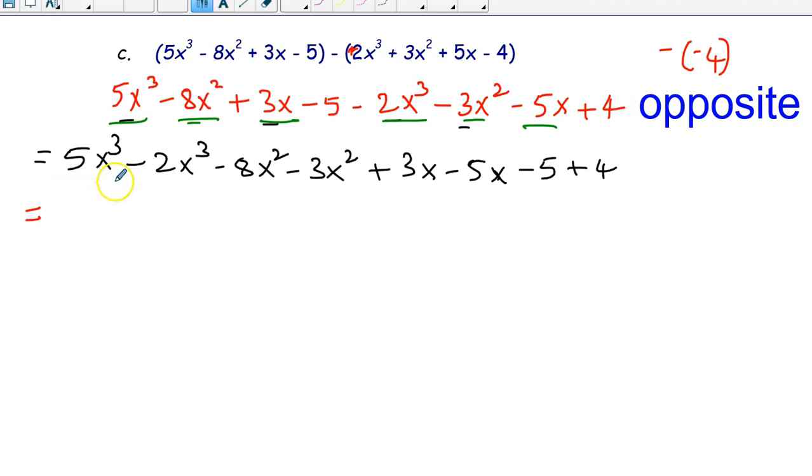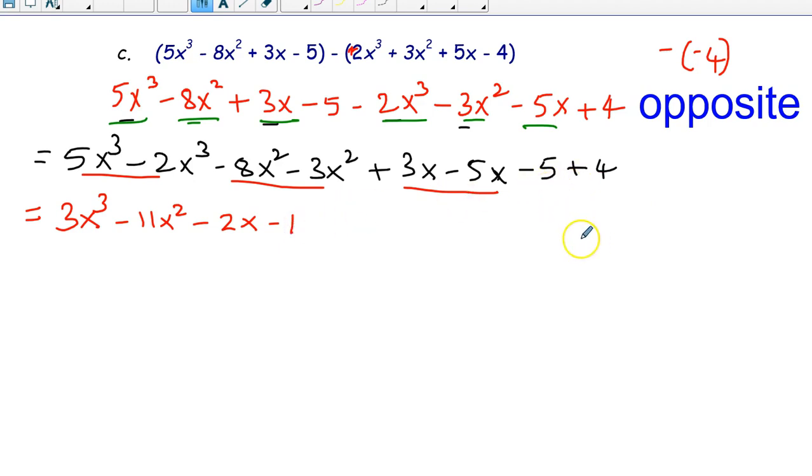How do you do that? 5x cube minus 2x cube gives you 5 minus 2, 3x cube. This is done. Minus 8x square minus 3x square, negative 8 and minus 3 together gives you 8 and 3 is 11 with a minus sign and x square. So minus 11x square. Plus 3x minus 5x, from 3 I'll take away 5. So 3x minus 5x is what? Minus 2x. Minus 5 plus 4 gives you minus 1.